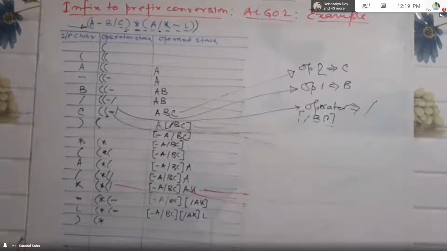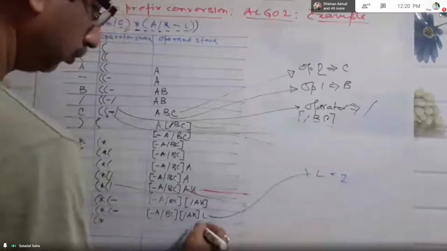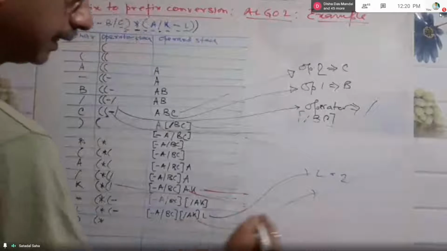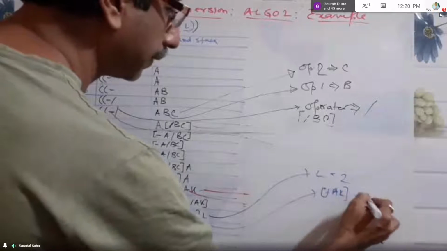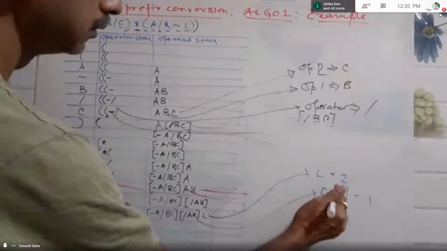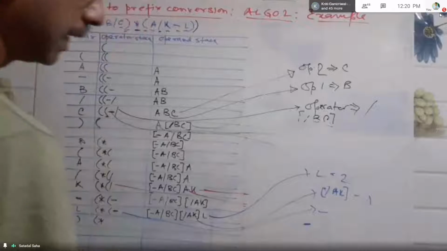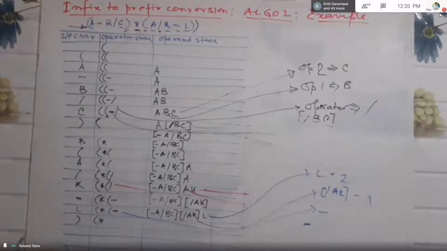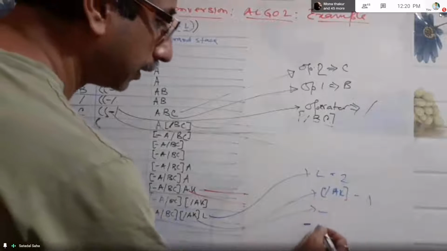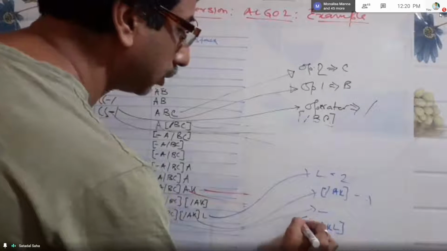So for popping this minus sign, you need to pop this L as operand 2. You have to pop this slash AK as operand 1. Okay. And then you have to pop this minus sign, minus as operator. Now you proceed this concatenation, that is minus. Then you have to put this operand 1, that is slash AK, and then operand 2, that is L. So this is the result of this concatenation.